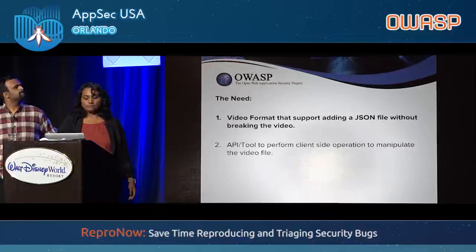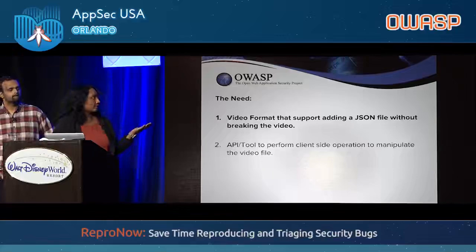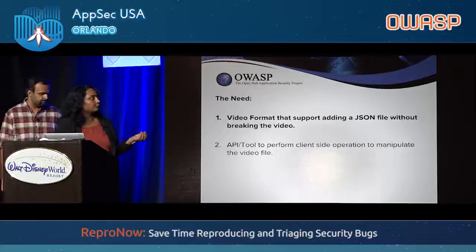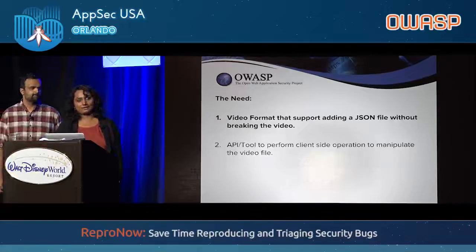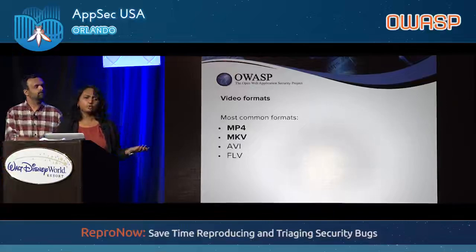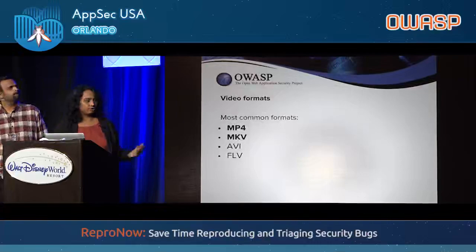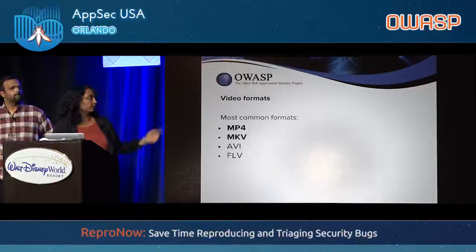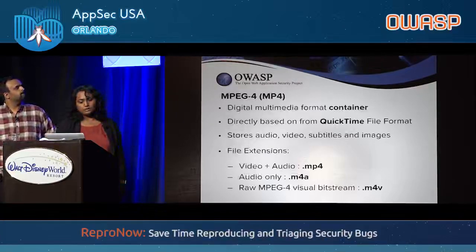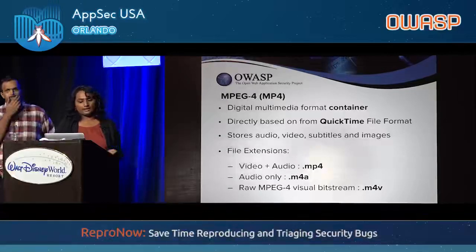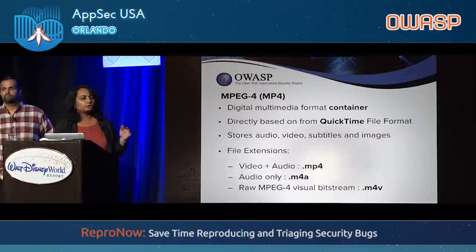So let's explore the first aspect of it, which is finding a video format which supports adding a file as an attachment. So we looked into the most common video formats. We looked at MP4, we looked at MKV, we looked at Flash and AVI. For the talk today, we're going to focus just on MP4 and MKV. So we started off looking at MP4. And as we all know, it's a digital multimedia container. It stores audio, video, subtitles, images, and everything that a container has to do.